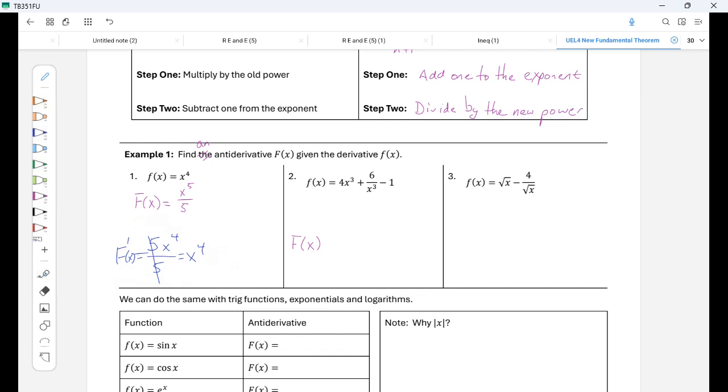All right. So we just said that our first term is x to the fourth. 6x cubed. We should rewrite that as, before we start, two things. Add 1 to the exponent. Our new exponent is -2 plus 6x to the -2, divide by -2 gives us 3x to the -2 or 3 over x squared.